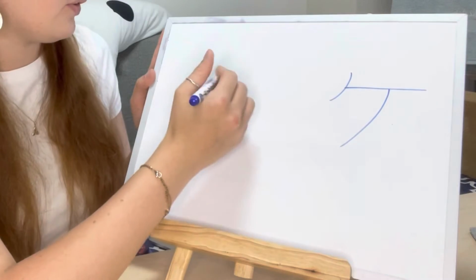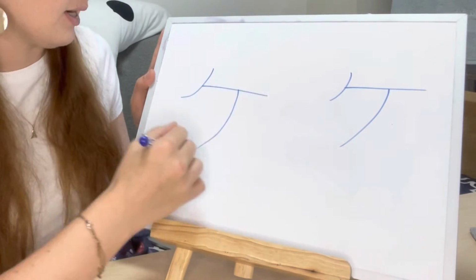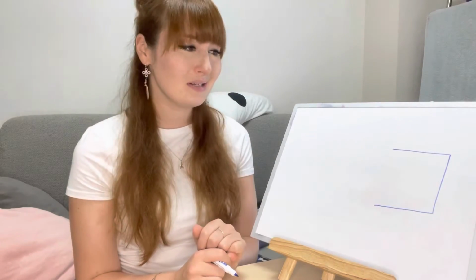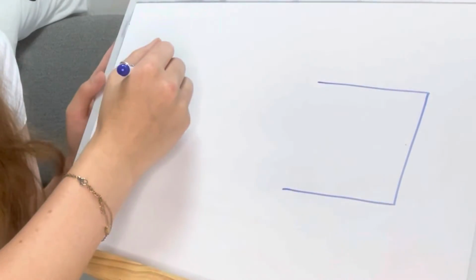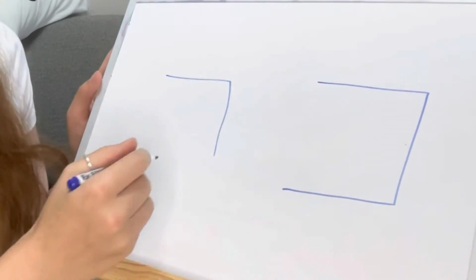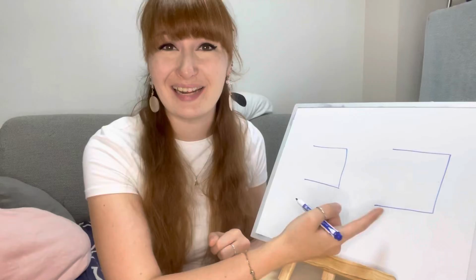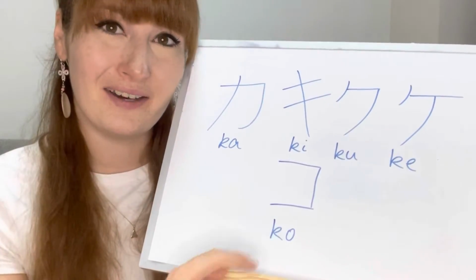So you start over here at the side again, come out, and down. Ke, ko. This is like a not complete box. So you do this. So you get your right angle in there, and then you come across. Ko. Sorry, that was kind of wonky, but you know what it should look like. Okay, let's recap those. Ka ki ku ke ko.